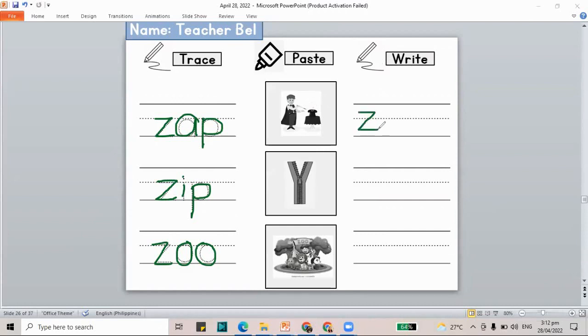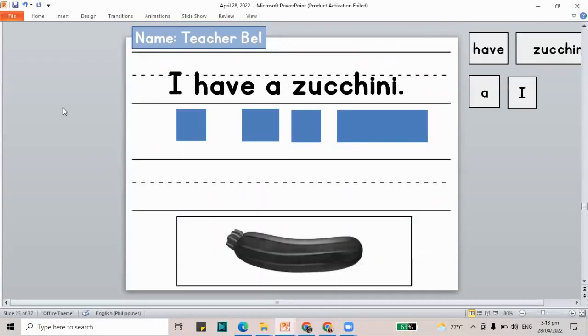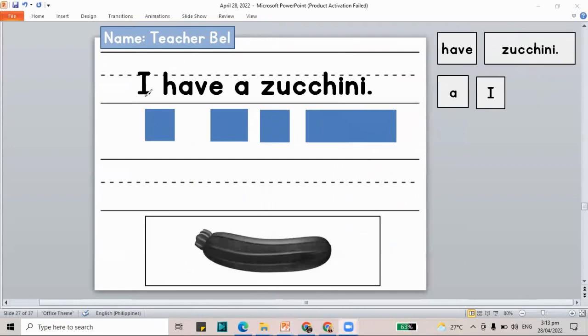Let's write them again. Zap, Z-A-P. Next one, zip, Z-I-P. And the last one, we have zoo, Z-O-O, zoo. These are the Z words that we have on our screen here and also on your work. If you're not yet done, pause this video, play it again once you're done. I'll be jumping to the next work and let's make our sentence for the zucchini. Let's read. I have a zucchini.